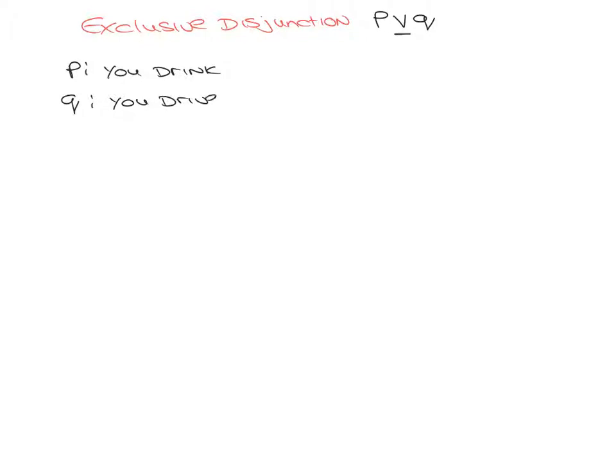Finally, we're going to look at the exclusive disjunction. And the symbol for this is like the disjunction, but there's a line underneath the V. And that means it's P or Q have to be true, but not both. So an example of this is if P is the proposition that you drink, and Q is the proposition that you drive. You can drink or you can drive, but you can't do both. So this is an example of an exclusive proposition.